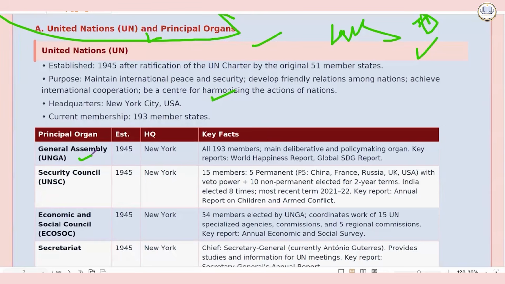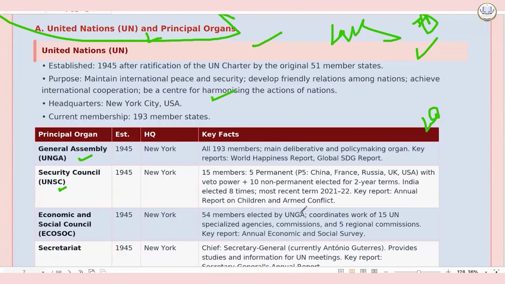Okay. The specific organization which releases is UN Sustainable Development Solution Network, which is part of this only. Along with it, Wellbeing Research Center at the University of Oxford, they both release it. More than 140 countries are included in World Happiness Report. Then we have UNSC. So it has 15 members, 5 are permanent, which are called as P5. China, France, Russia, UK, and USA. They have veto power.